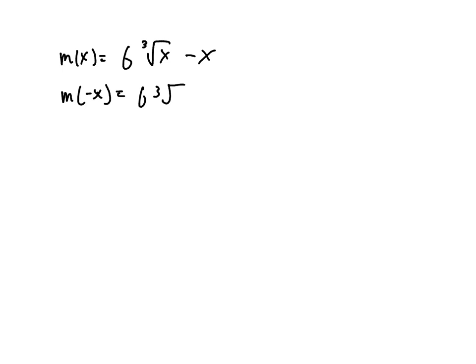Just a few different varieties of stuff. M of x equals 6 cube root of x minus x. So if you do m of negative x, you get 6 cube root of negative x minus a negative x. The cube root of negative x is the same as the cube root of negative 1 times the cube root of x, and the cube root of negative 1 is negative 1.